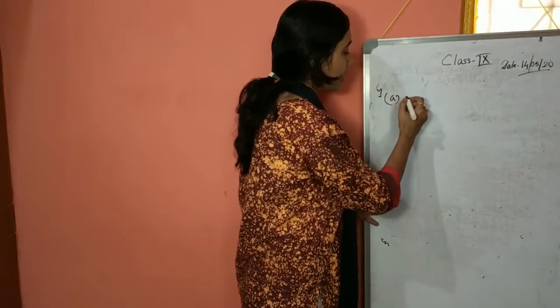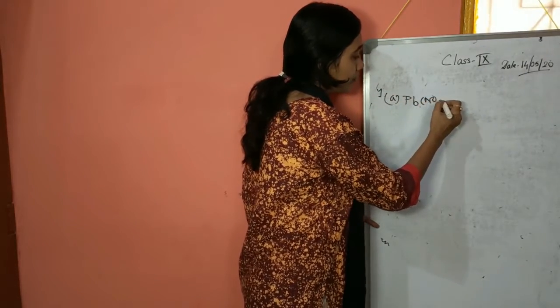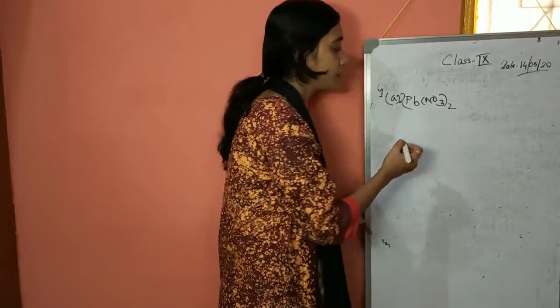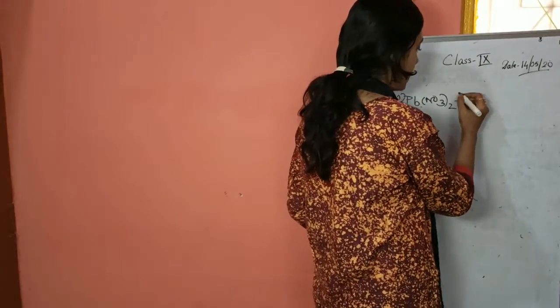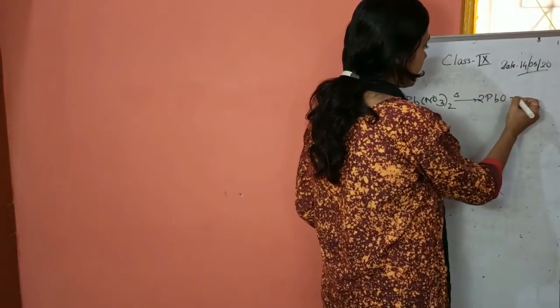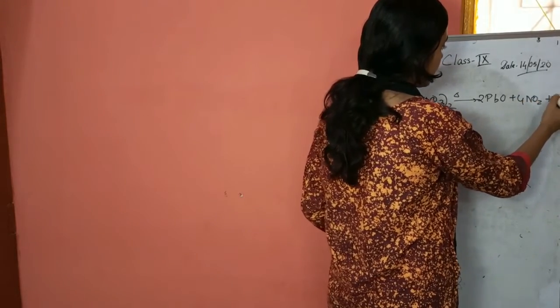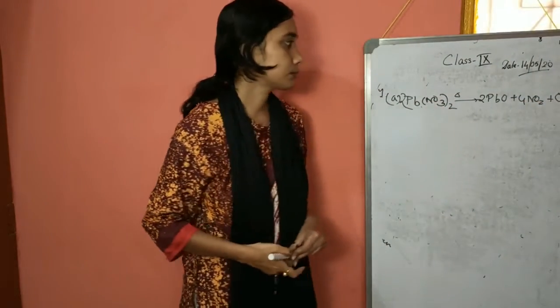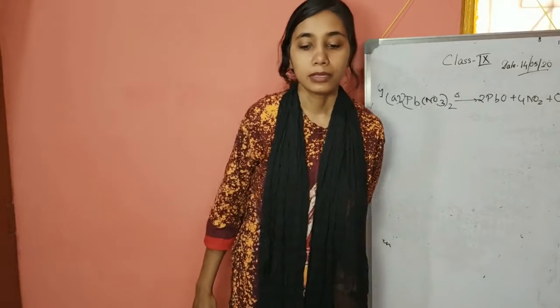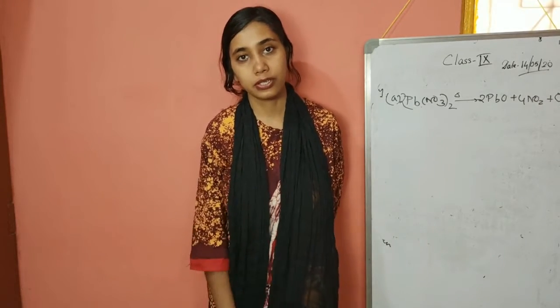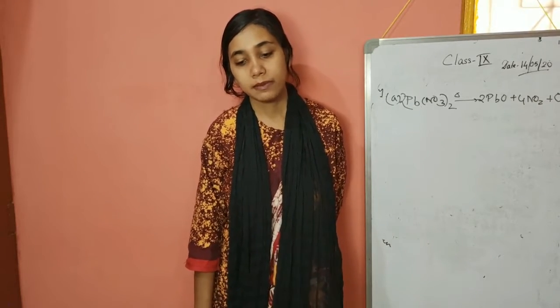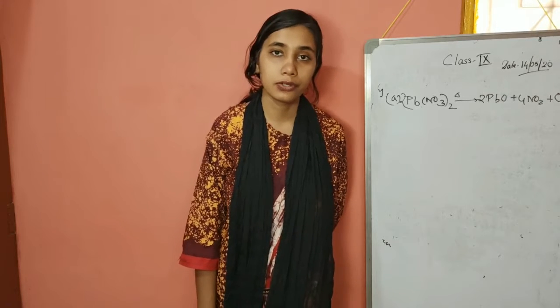Now this question I am tired of saying that it's very important, and I hope all of you have done it correctly. So when lead nitrate is heated, this is our equation and this is the balancing. What is the observation? 1 mark is there for each reaction and observation. So total 6 marks, 3 questions, 2 for each, 1 for reaction, 1 for observation.